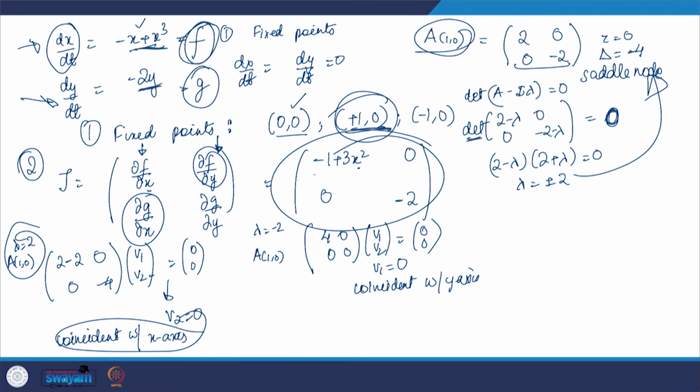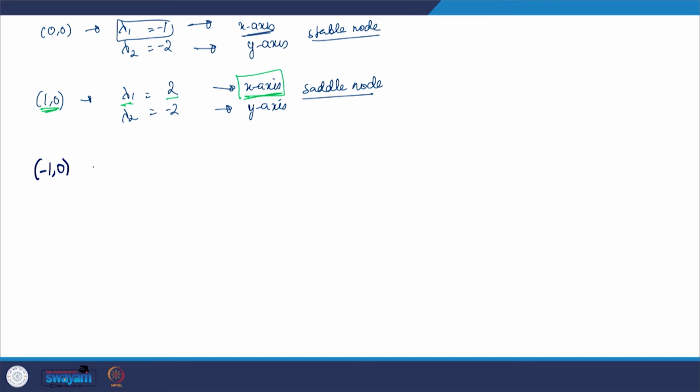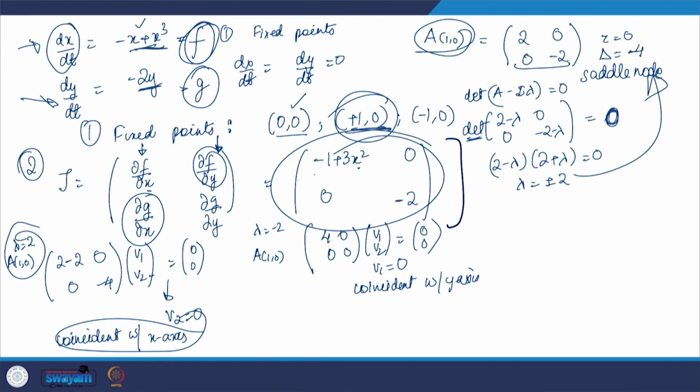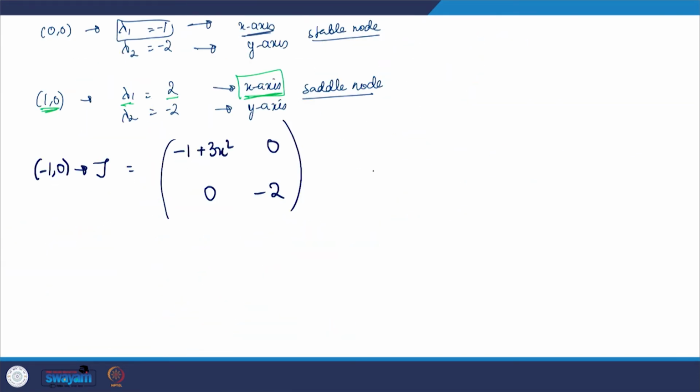If we go back to our previous slides, we notice that this is our Jacobian for the system: minus 1 plus 3x square, 0, 0, minus 2. Let us write that down first, and confirm that this is correct. So, yes, minus 1 plus 3x square, 0, 0, minus 2.